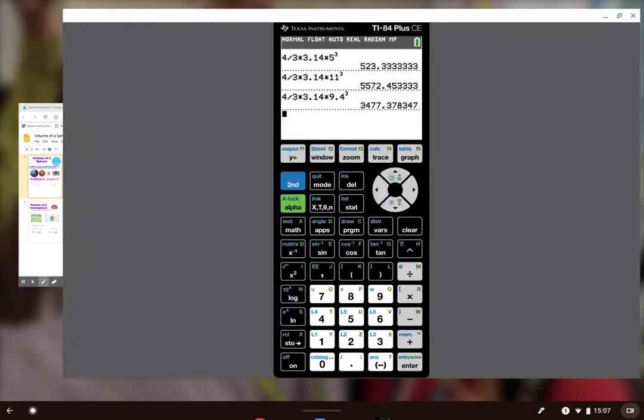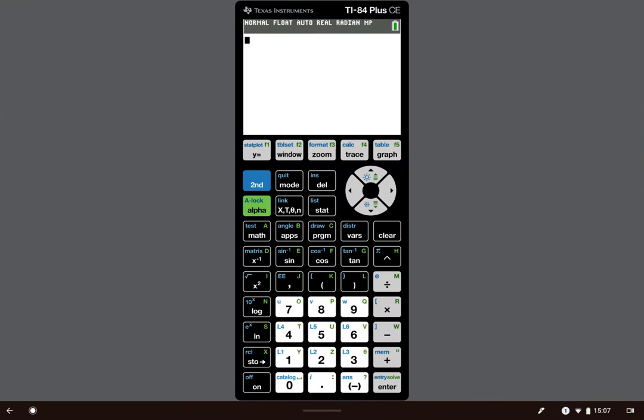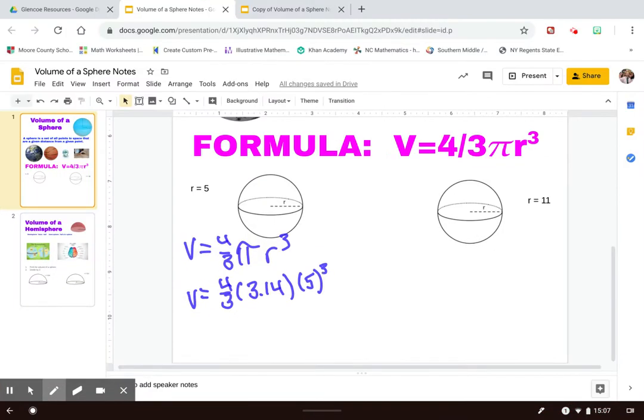When I come over to my calculator, I'll type 4 divided by 3 to make my fraction, times 3.14, then multiply that by 5. Now look for the caret key, the key right above the division symbol. That gives you the exponent of 3. My answer there is 523 with 3 repeating, so my volume is 523.3. That is my volume for the first one.